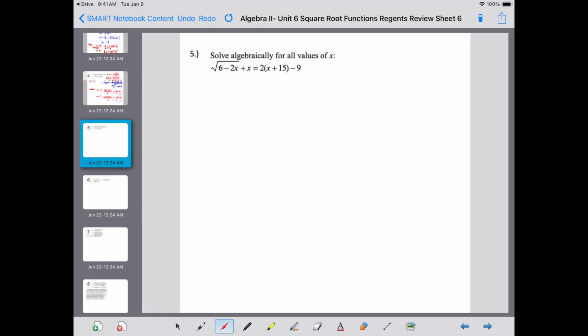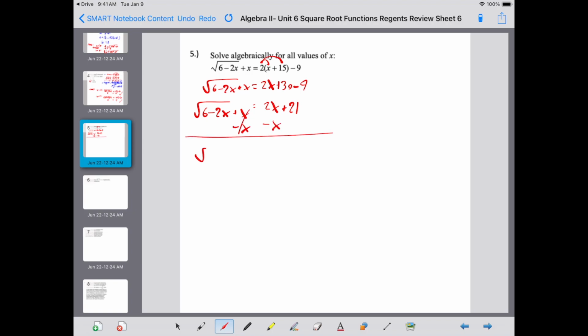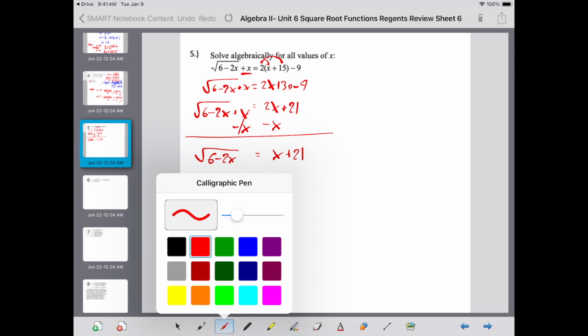Okay. In this case, distribute out. There's no point in not doing it first. So distribute out. We have 2x plus 30 minus 9. 30 minus 9, 21. We want to get rid of that radical, but in order to do so, we have to isolate the radical, get it by itself. That x was not in the radical, right? So 2x minus x is just x. So now you could square both sides.